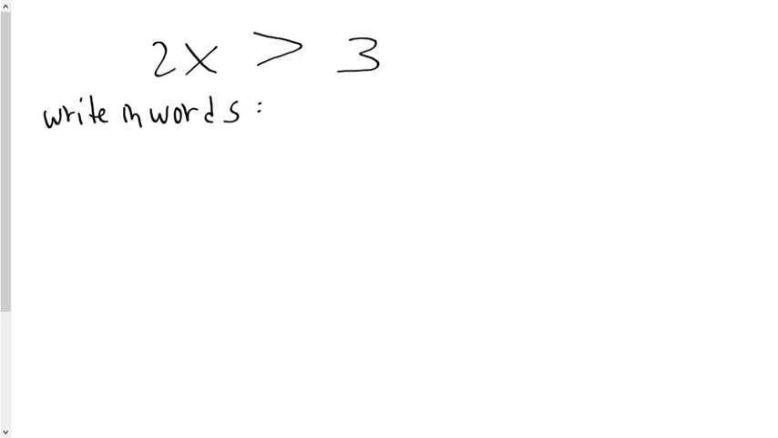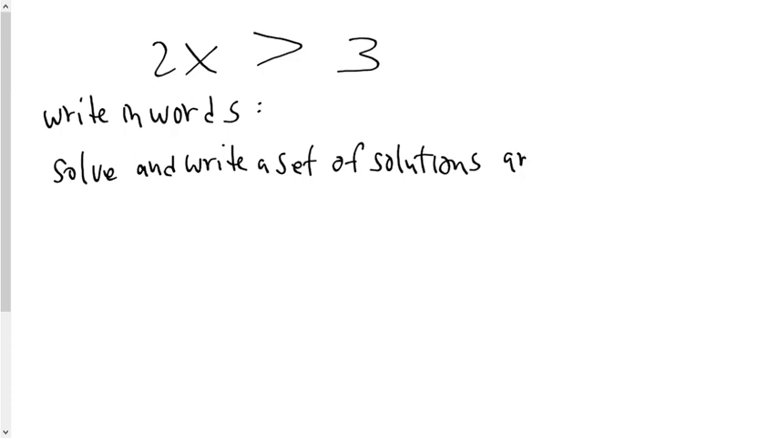Now, let's talk about something else. So if I had this, let's try this out. Go ahead and see if you can solve this and graph the solution. Okay? Go ahead and try it. Here's what I want you to do first. Write it in words. See if you can do that first. What does this say in word form? Then solve and write a set of solutions and a number line. Okay, see if you can do that. Go ahead now and try that.